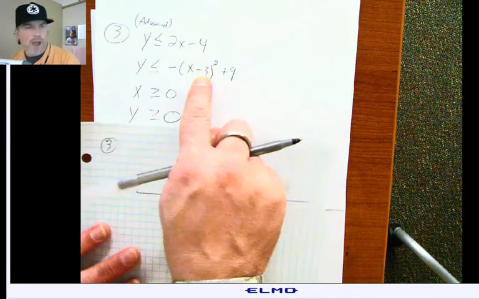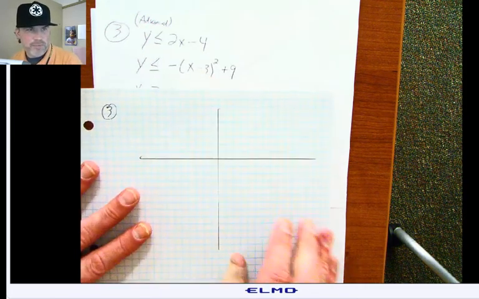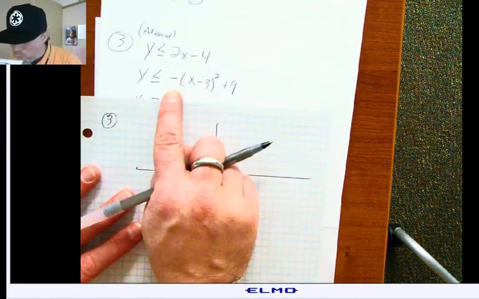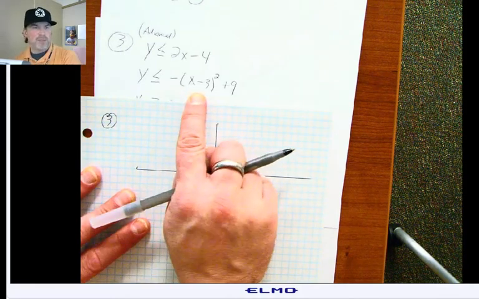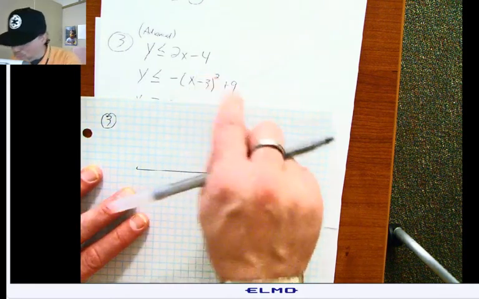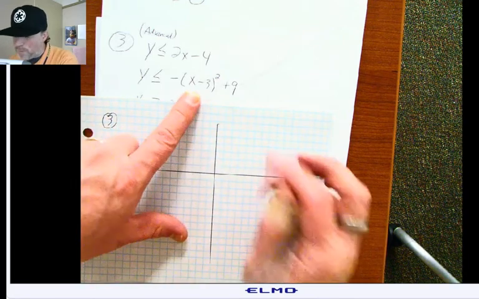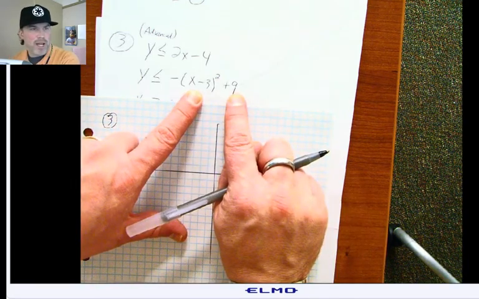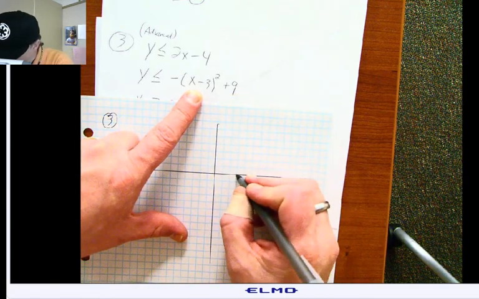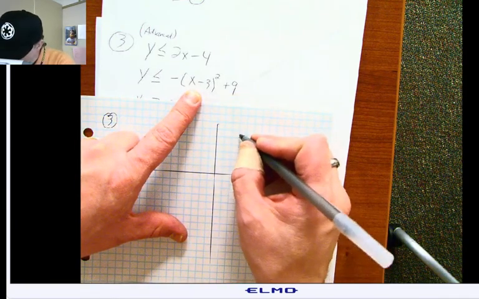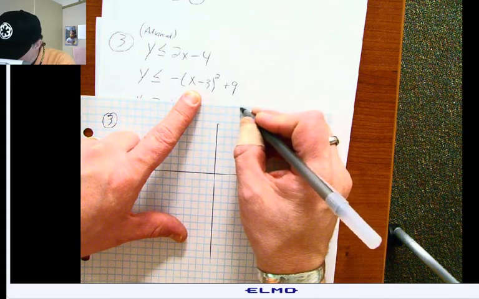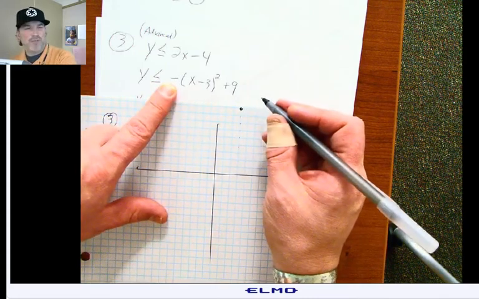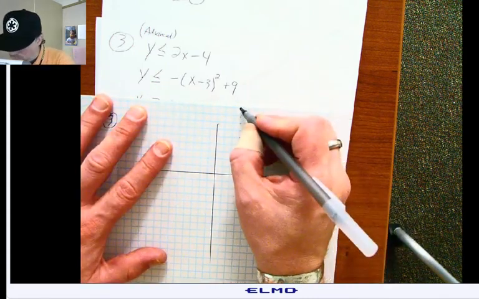I'm going to actually graph the second equation first because this one's the weird one. So I have y is less than or equal to negative x minus 3 squared plus 9. This is a parabola. We've graphed these before. It has a vertex point at 3, 9. So 1, 2, 3, 1, 2, 3, 4, 5, 6, 7, 8, 9. And then because there's a negative out front, you know that that parabola is going down.